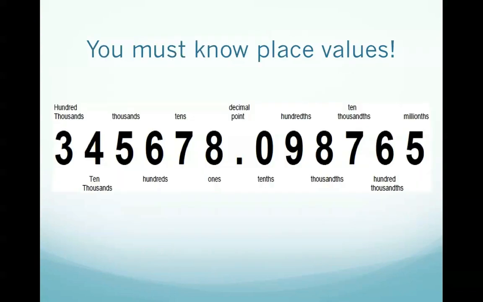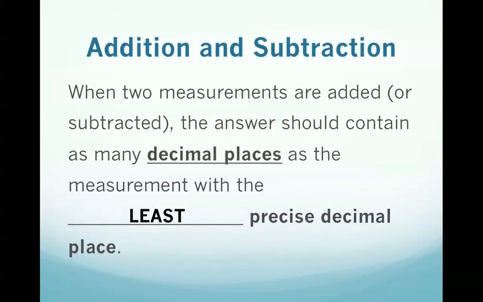Just a little refresher that's in your note packet. I'm not going to go over it. Just make sure you know your place values. It will make it a little bit easier for communicating your explanations in class. Addition and subtraction have their own rule that they follow for their calculations. Multiplication and division, which we'll do in a couple of minutes, have a separate rule. So just make sure you distinguish between what calculation you're doing and what rule you're going to follow.